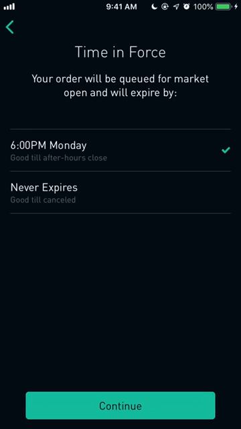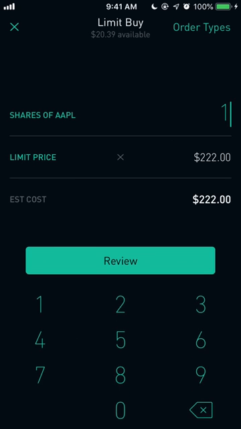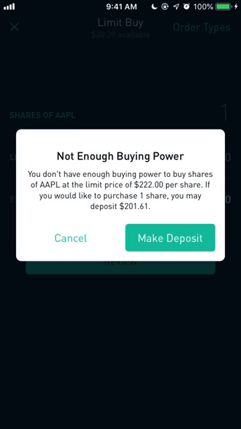Then if you click continue, you can either go never expire, or good till a certain day like Monday. That's really up to you, when you want to do it. And if you click continue again and then click review, it will go through for you.